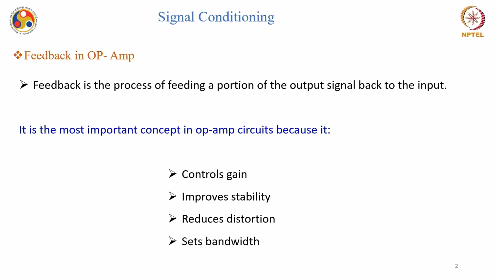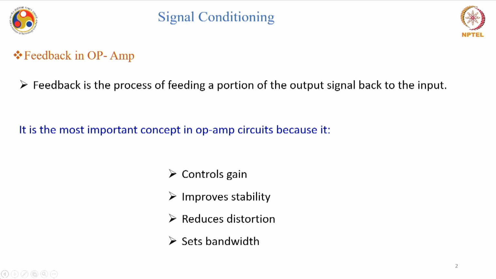Feedback is the process of feeding a portion of the output signal back to the input. You might have learnt about it in a course of control system, or if you have not learnt, you must be studying that in more detail. It is the most important concept even in the op-amp circuit. Forget about other dynamic systems. It is a very important concept in op-amp circuits because it controls the gain. The process of feedback controls the gain.